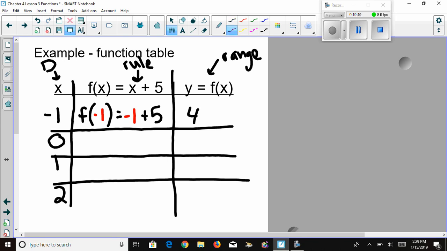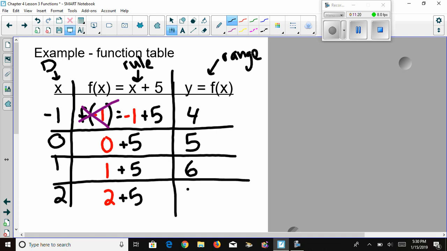Now, you will not need to write this part. I just wanted to connect it back to what we were doing. All you need to do is write whatever it is we are substituting. So next, instead of saying x plus 5, I'm going to say 0 plus 5, which is 5. Next, I'm going to say 1 plus 5, which is 6. And 2 plus 5, which equals 7.